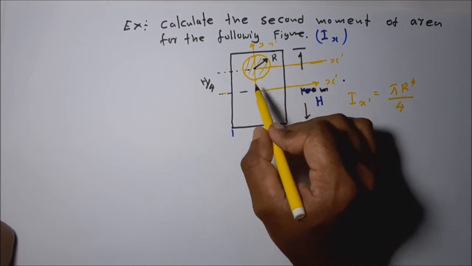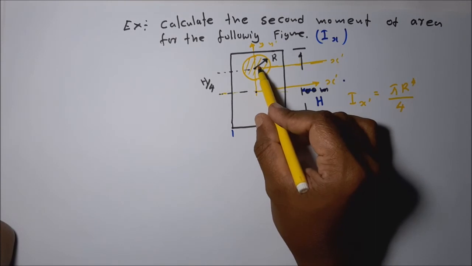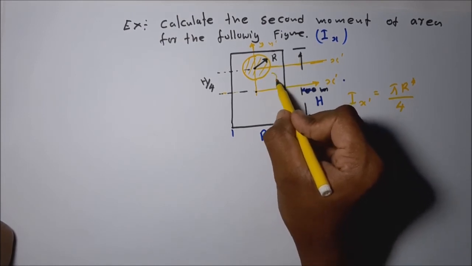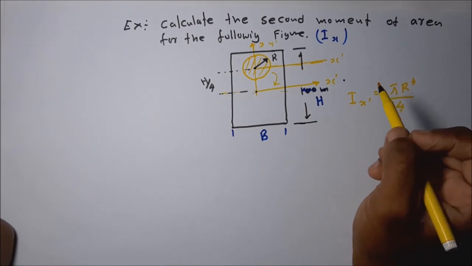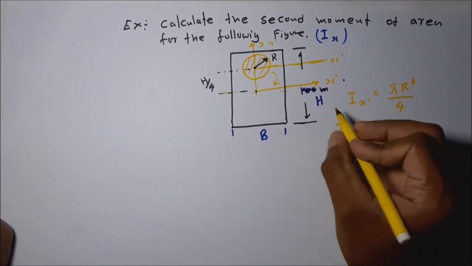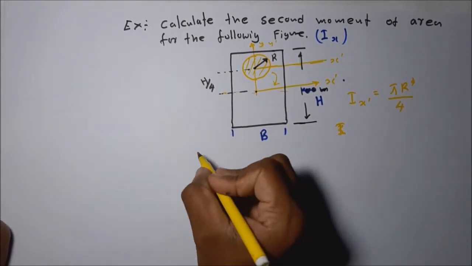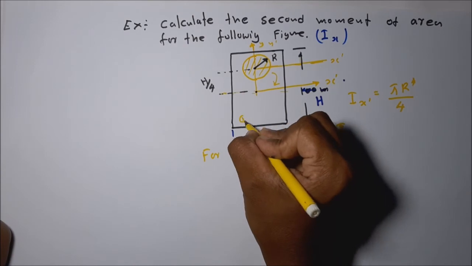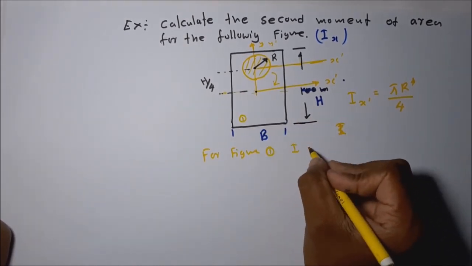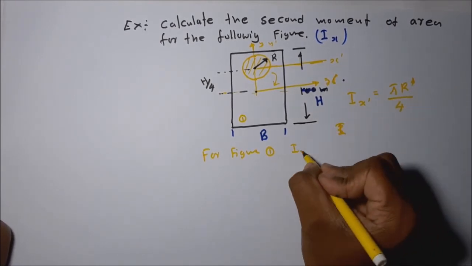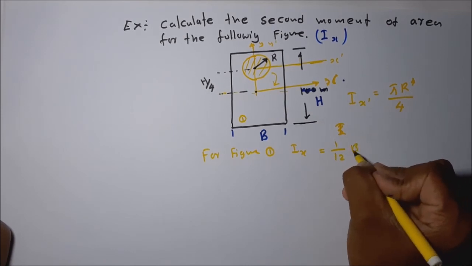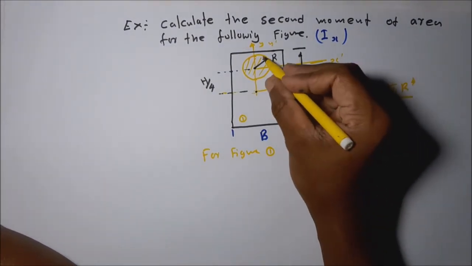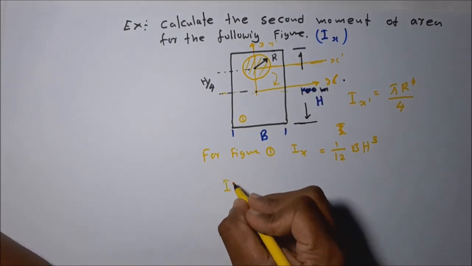That means from this larger rectangular section, we are going to subtract the hole's second moment of area. To transfer the hole's second moment of area to this axis, we use the parallel axis theorem. For the larger rectangular section, Ix is equal to 1 over 12 b h cubed. Then if we transfer the second moment of area to the axis, what is the value for the circular section?